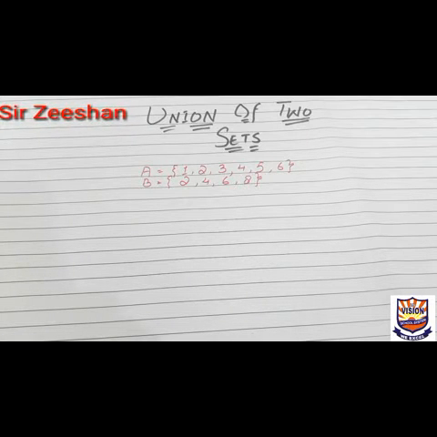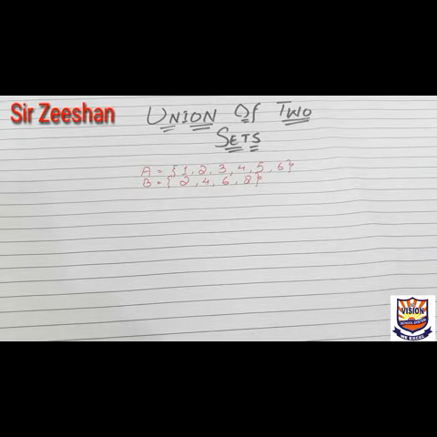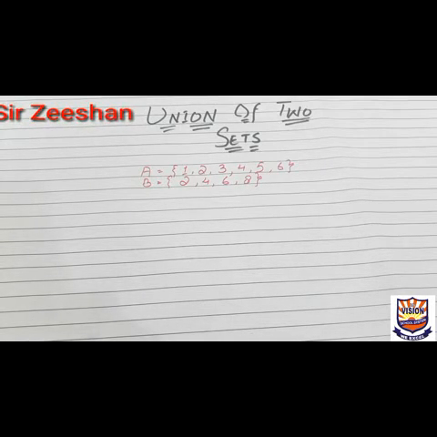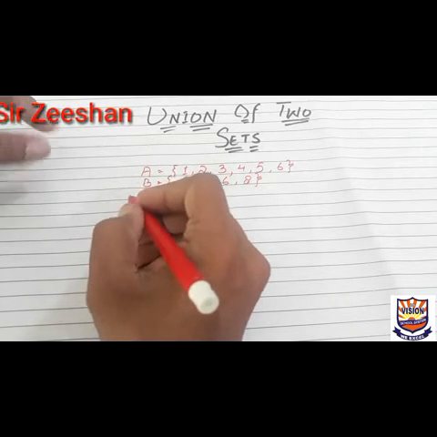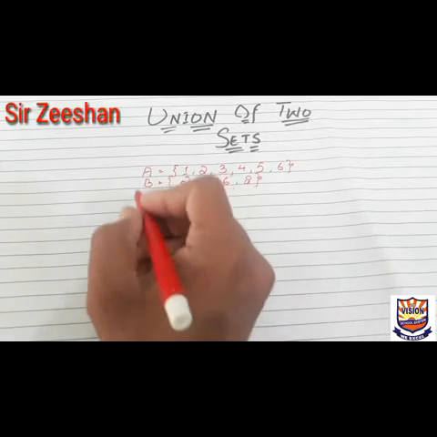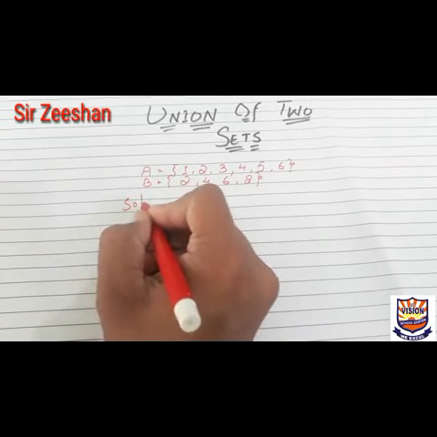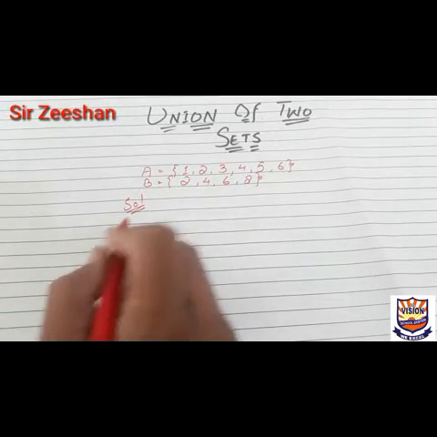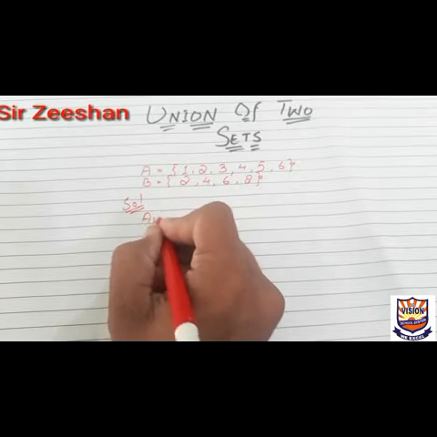Set A, as you can see here, has 1, 2, 3, 4, 5 and 6 as elements, and set B has 2, 4, 6, 8. Let's check it out. It's a proper procedure to solve. First of all, you will give the heading of solution here. Now what we have to find is A union B.